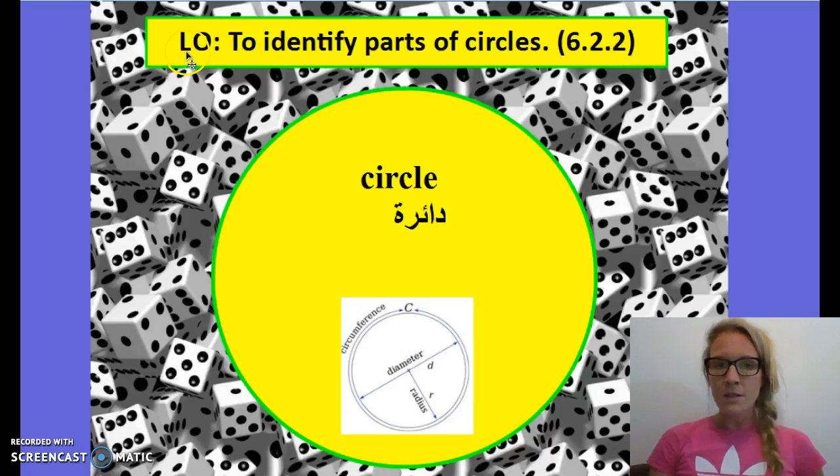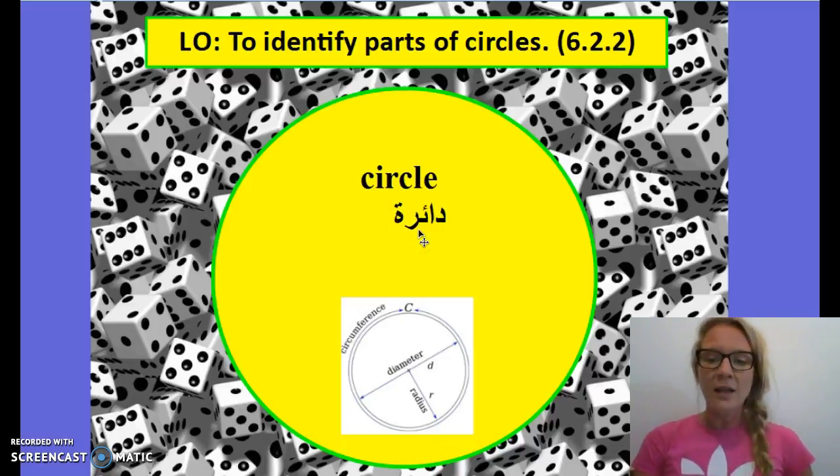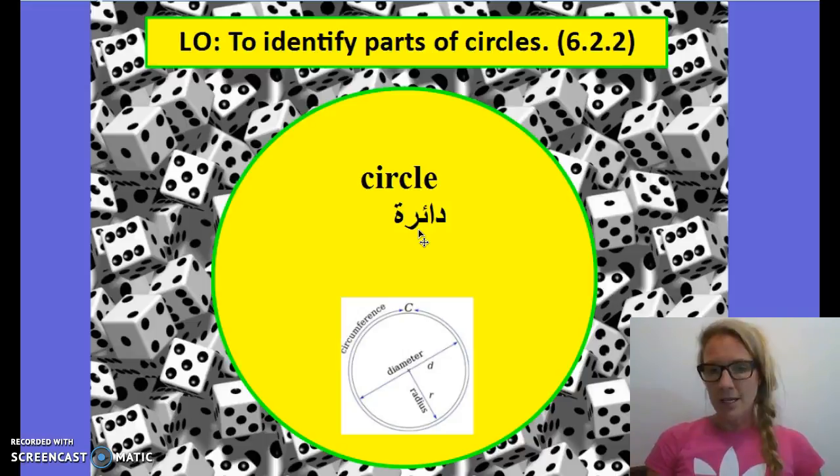So our lesson on Monday, our learning objective will be to identify parts of circles. This is a new objective for all of you and it's new learning in Year 6. There's lots of new vocabulary and you can see here that we have some of the words translated for you into Arabic as well, and hopefully this will support your understanding.